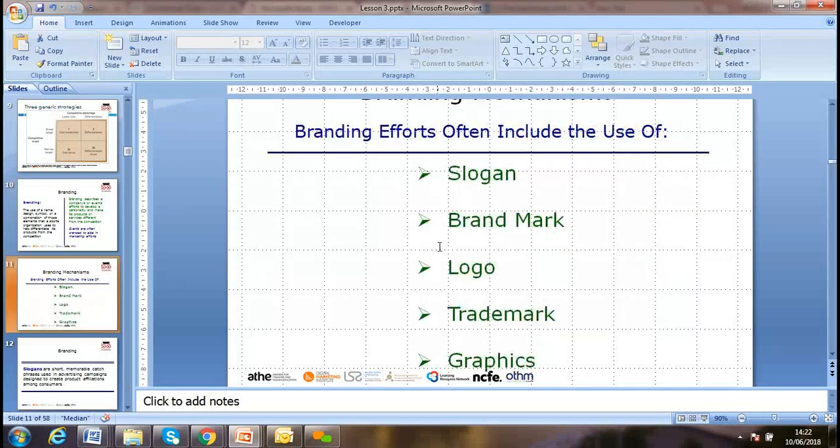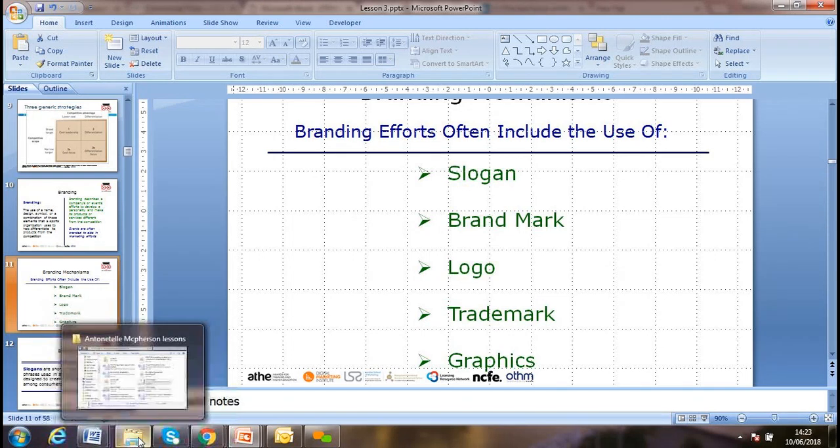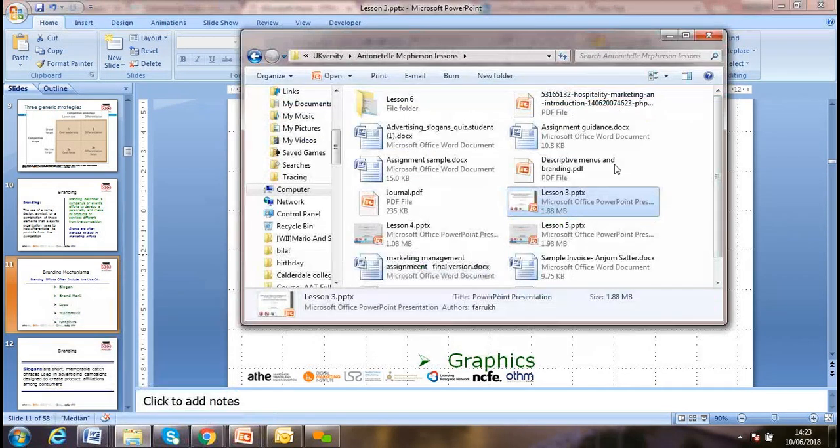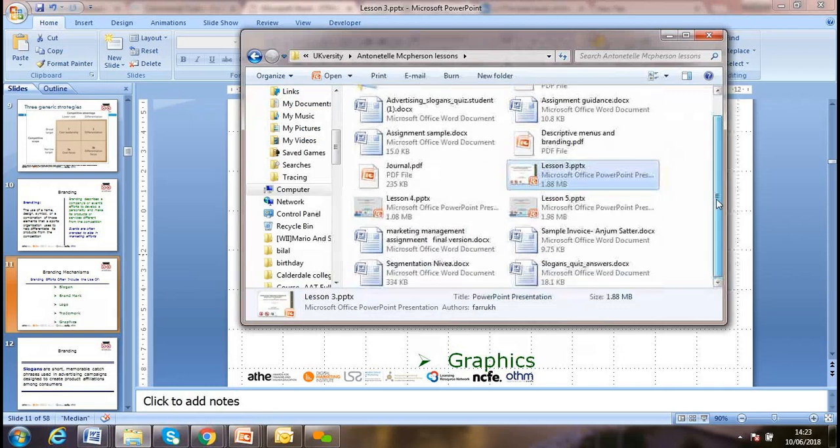Branding efforts often include the use of a slogan. What is meant by slogan? The name, short words, like. We'll go through the quiz now, so that will help us understand what is meant by slogans.